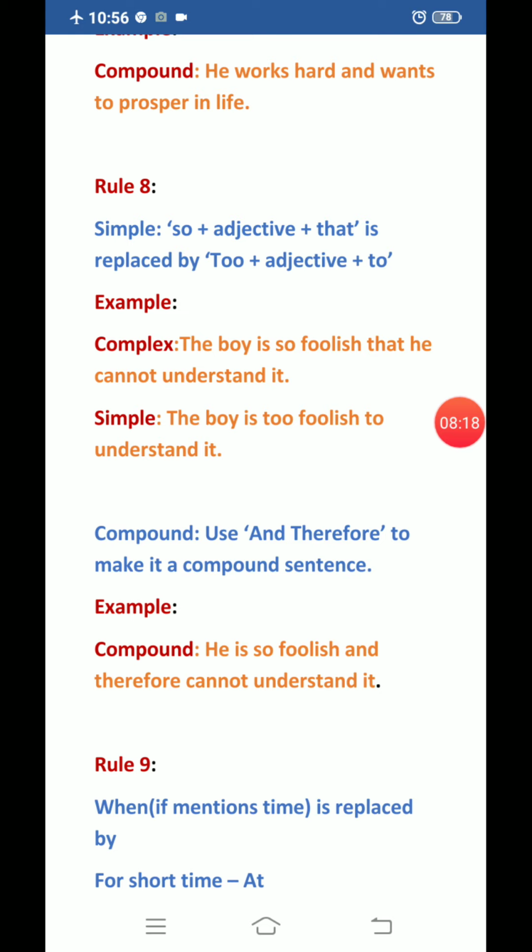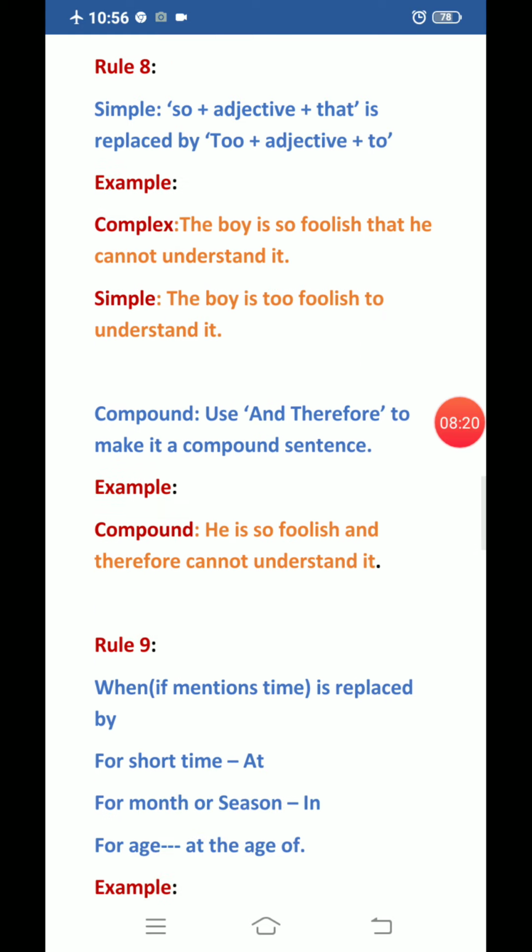Rules for compound sentence: use "and therefore" to make it a compound sentence. Example: He is so foolish and therefore cannot understand it.